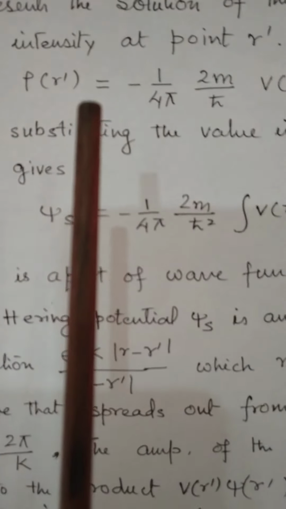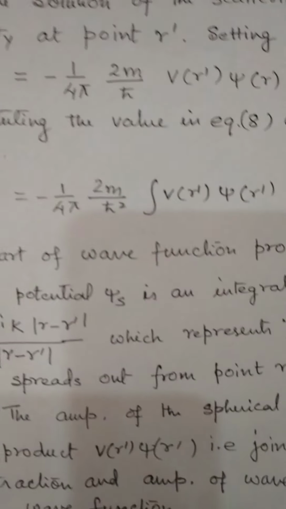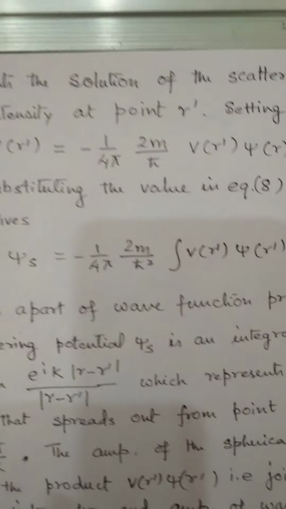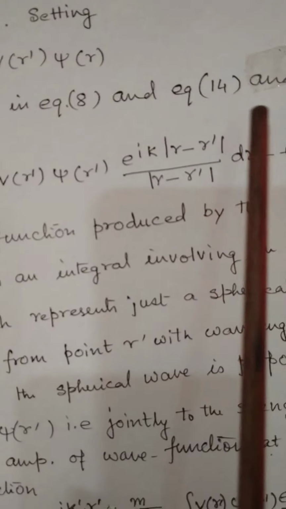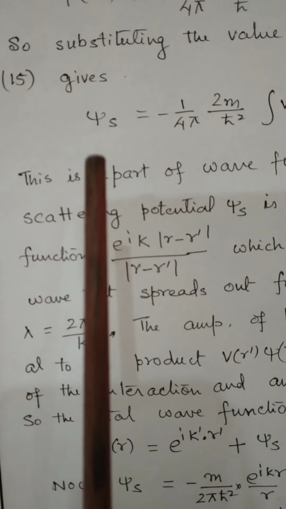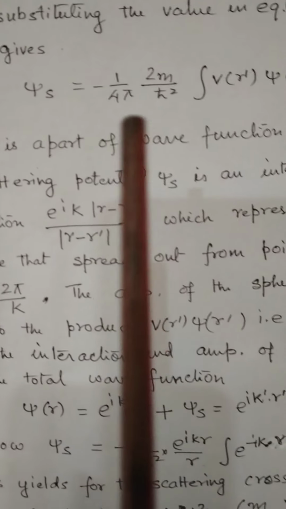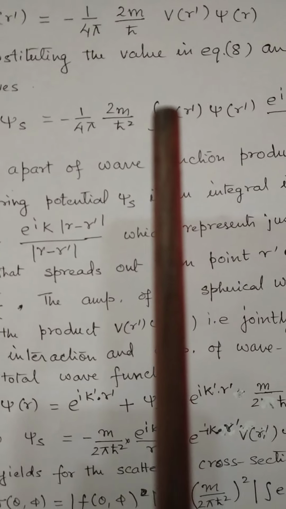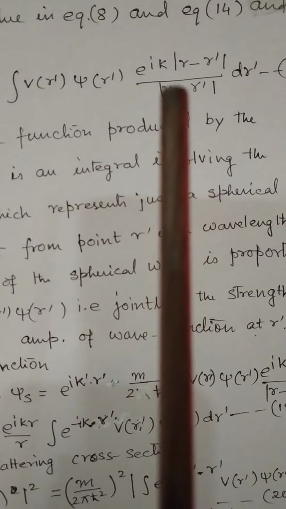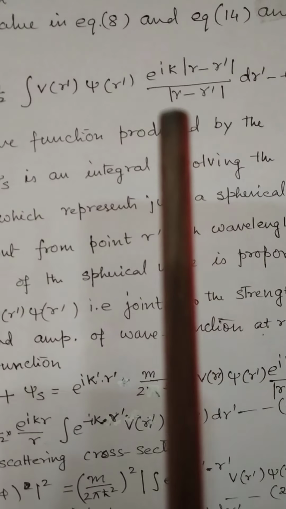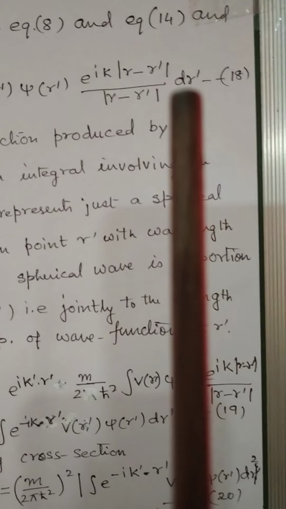Now setting rho of r dash equal to minus 1 upon 4 pi multiplied by twice m upon h cross squared, v of r dash multiplied by psi of r, and substituting the value in equations 8, 14 and 15, equation number 15 gives psi s equal to minus 1 upon 4 pi multiplied by twice m upon h cross square, integration of v of r dash psi of r dash multiplied by e raised to the power of iota k absolute value of r minus r dash upon absolute value of r minus r dash, multiplied by dr dash.